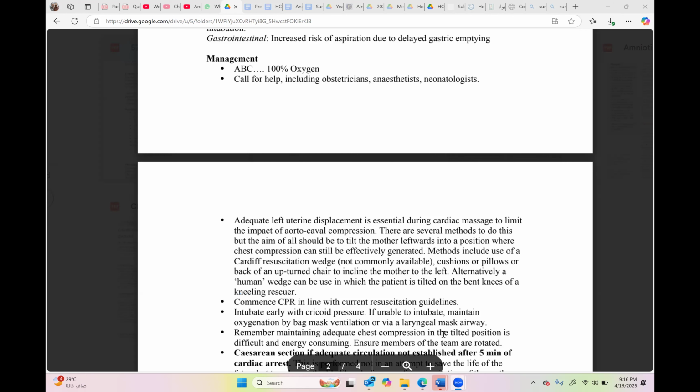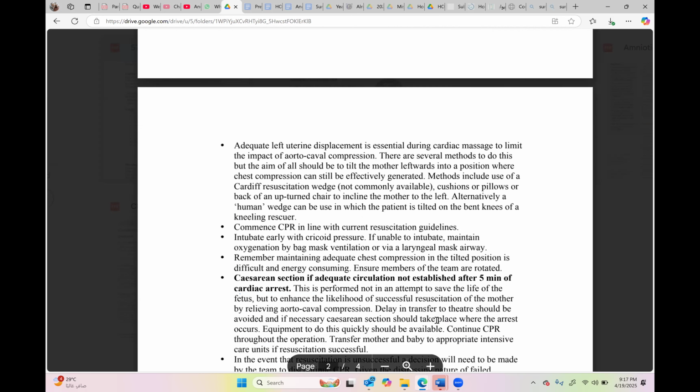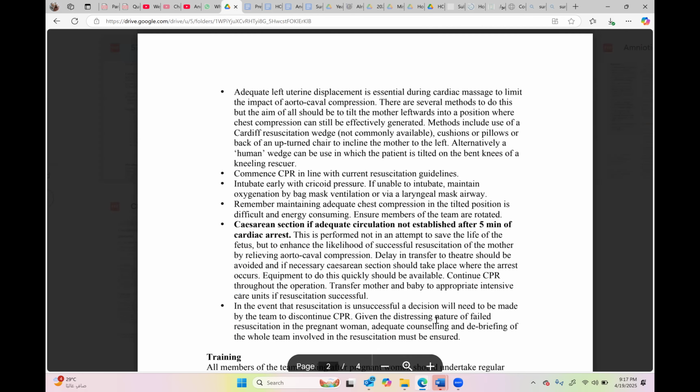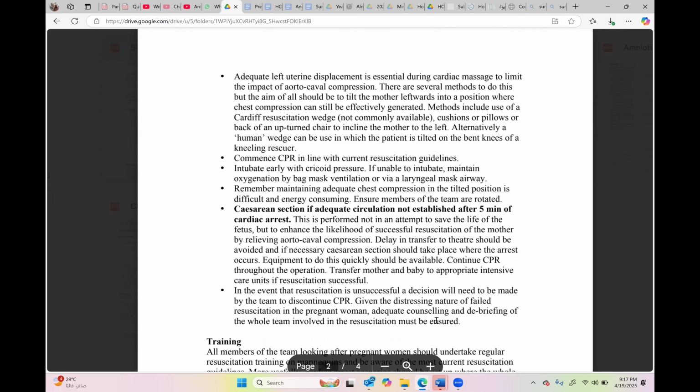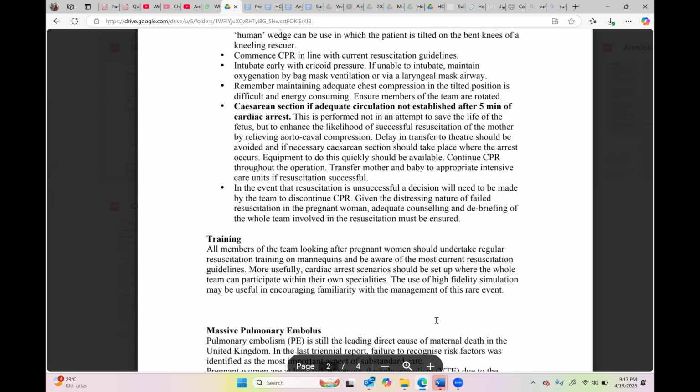You have to compress slightly above in the chest. This is one thing. You have to definitely put left uterine tilt, and you have to deliver the baby within 5 minutes. Okay, so these three things you should be knowing in your mind, in addition to whatever the CPR protocol. This is something which you should not forget to tell.